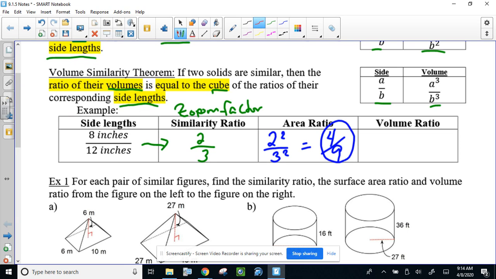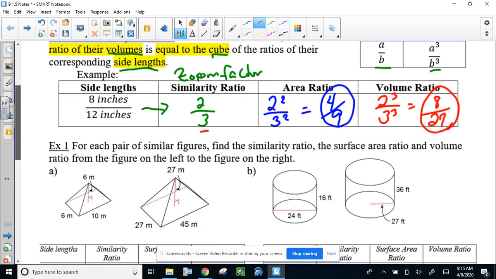And then if we wanted to do the volume, we would take that same similarity ratio and we would cube it. So 2 to the third and 3 to the third. So this would make this 8 over 27, and that would be our volume ratio. And you could have this upside down as well too. It could be 27 over 8. It's the same thing. It doesn't really necessarily depend on one direction or another.